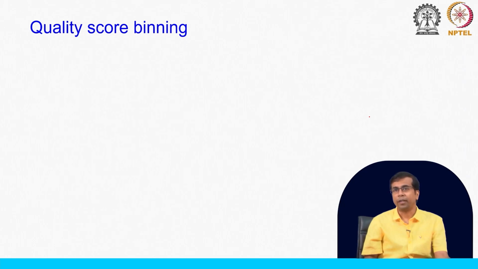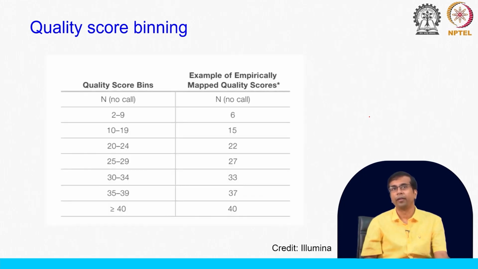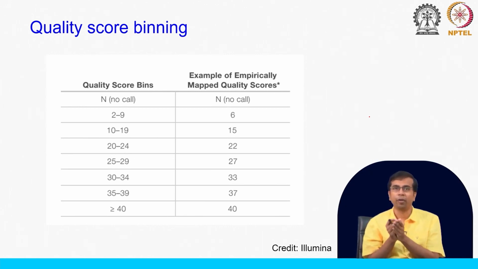Now, there is something else that is also added along with this encoding now. Okay. So, what Illumina does now is it does something called quality score binning. Okay. So, what is this quality score binning? So, it simply says like instead of having every possible quality score, why not just give a median value or some sort of representative value for each bin, for each range of quality score, right.